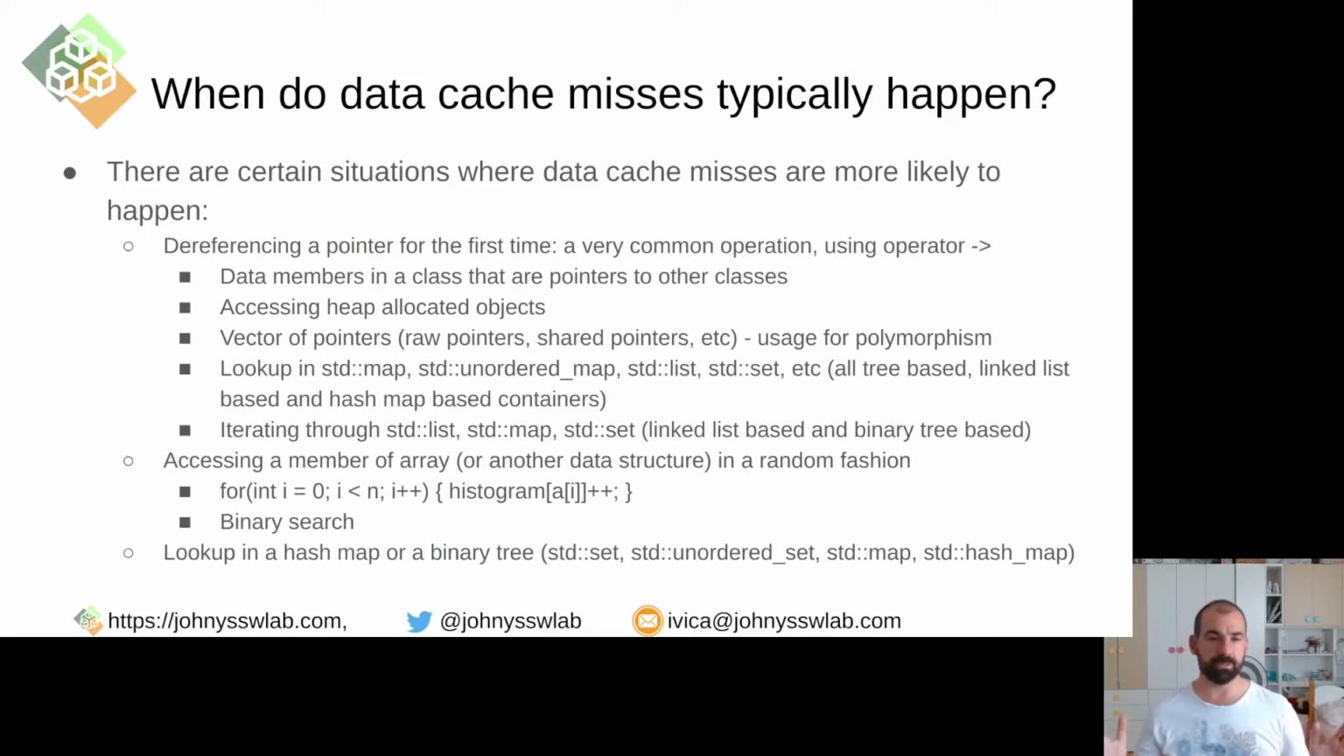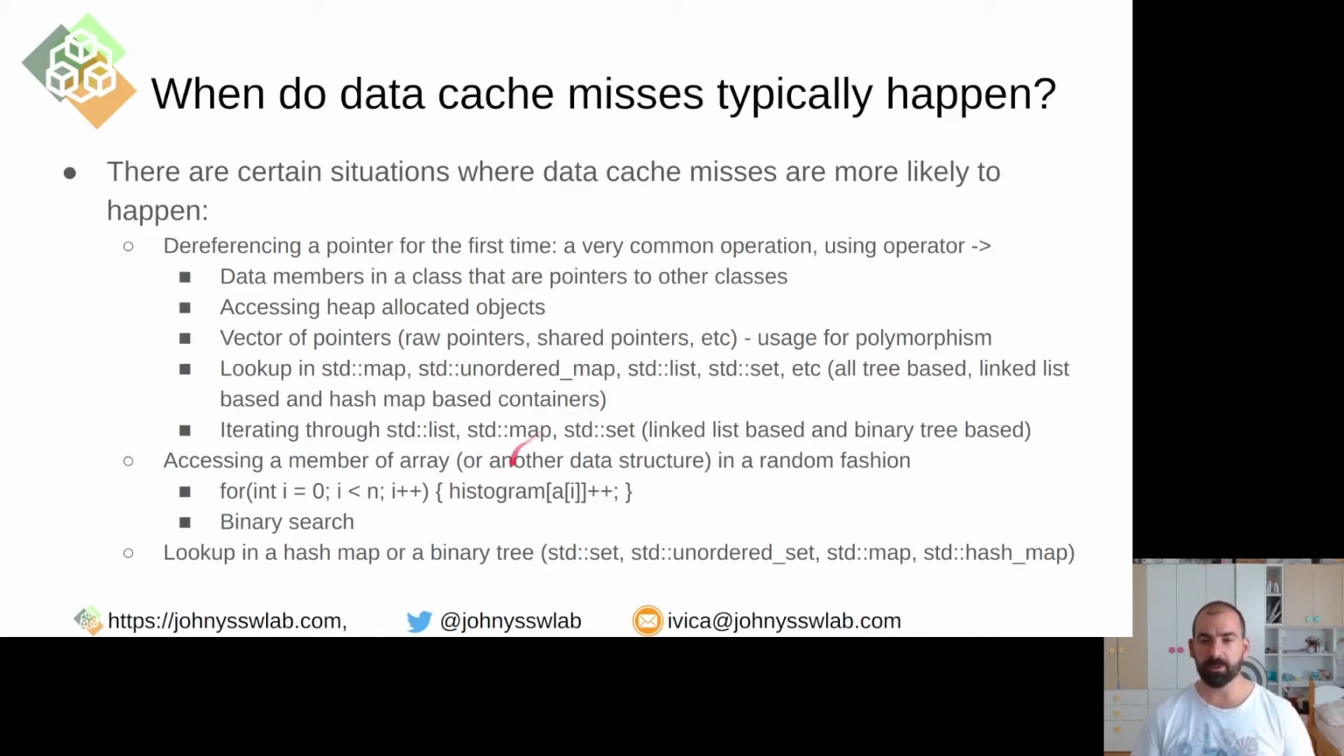If you have a vector of pointers, either raw pointers or shared pointers, it doesn't matter, which are typically used for polymorphism, every time you access an object through a pointer, you'll get a data cache miss. Lookup in std::map, std::unordered_map, std::set, std::list, so all tree-based, linked list-based, and hash map-based containers, will typically result in data cache misses. Iterating through std::list, std::map, or std::set will also most likely result in data cache misses.